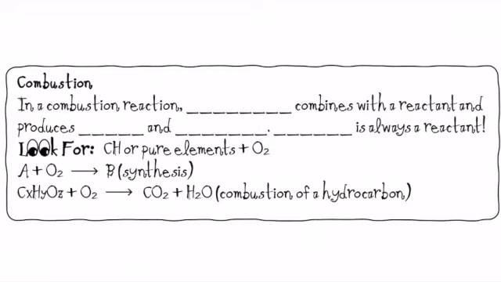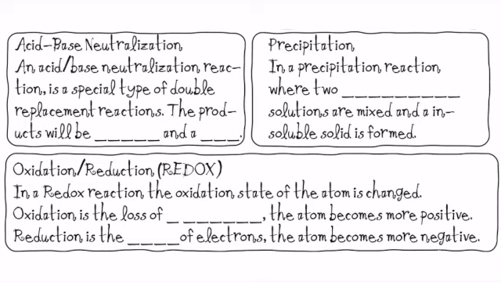In a combustion reaction, oxygen combines with a reactant and produces CO2 and water. Oxygen is always going to be a reactant. So look for a CH compound or a hydrocarbon plus oxygen, or a pure element plus oxygen. If you have a pure element plus oxygen, this is also a synthesis reaction.